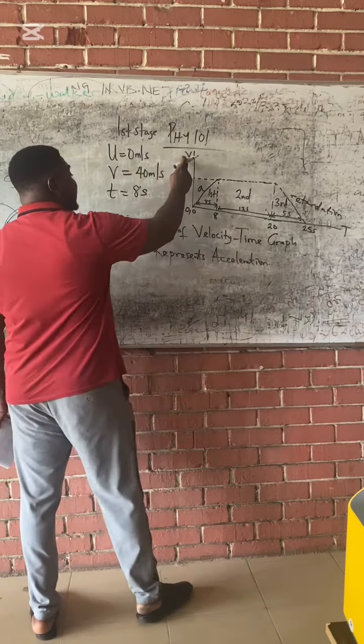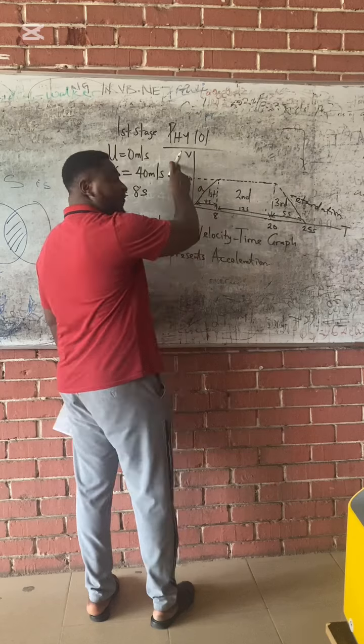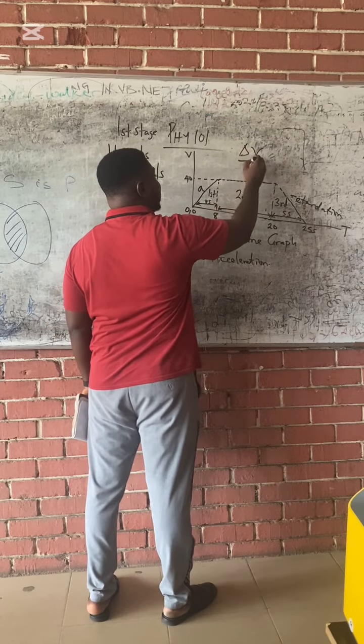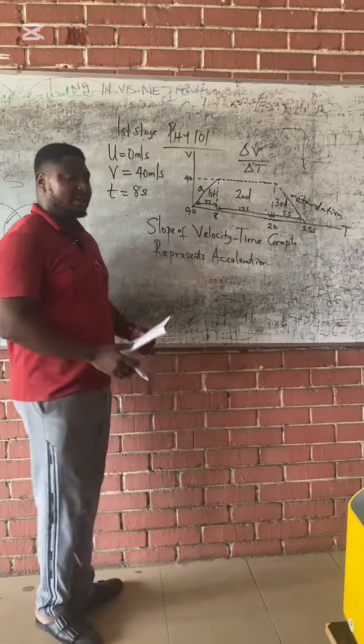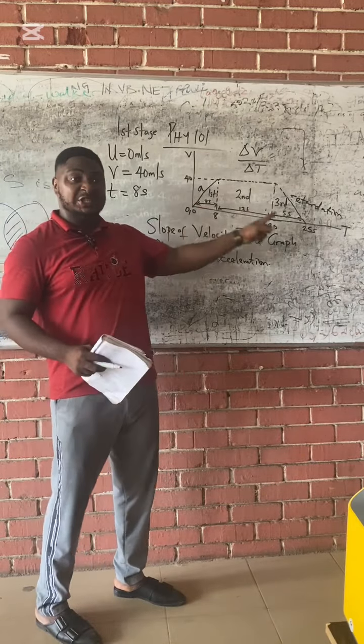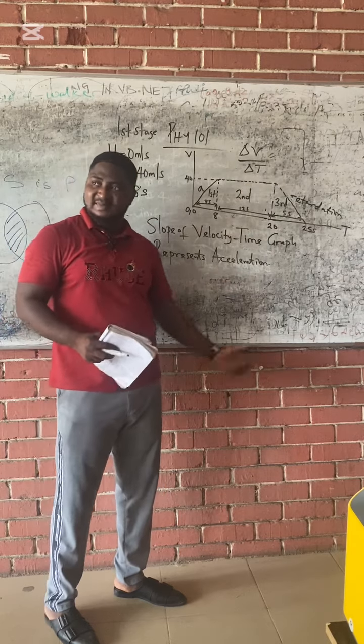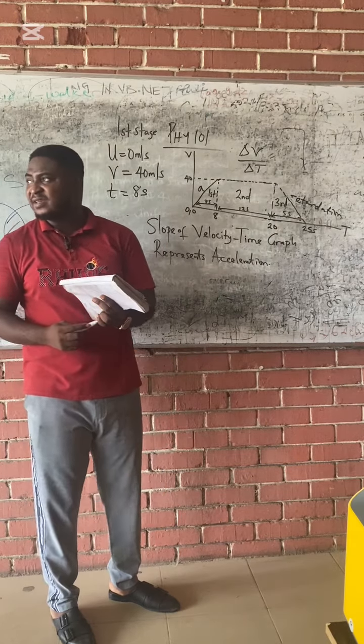Because class, if you plot a graph of velocity against time and you check the slope, what will be the slope? Remember, if you're looking for slope, it is change in the y-axis all over change in the x-axis. And what's velocity divided by time? It's acceleration. So you see that the slope of a velocity time graph gives acceleration.